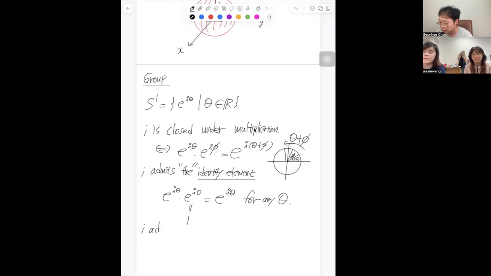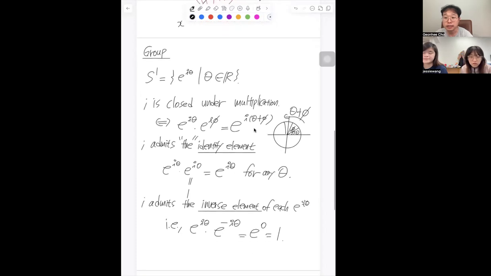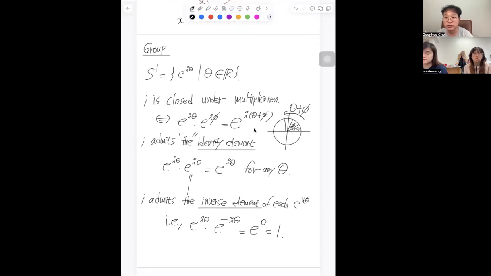So it also admits the inverse element of each e to the i theta. It looks also quite tedious. If you multiply e to the negative i theta by e to the i theta, what do you get? It should be e to the 0. So it should be the identity element. So we can always recover the identity element. Is that okay with you?